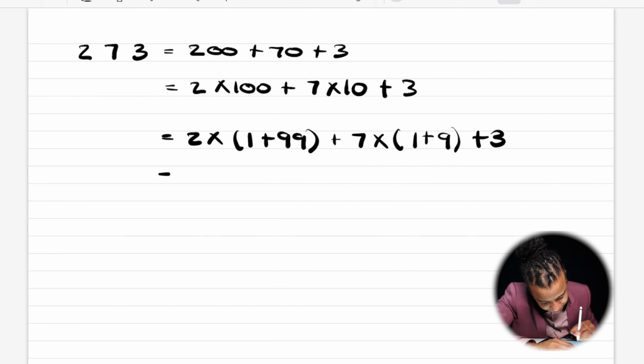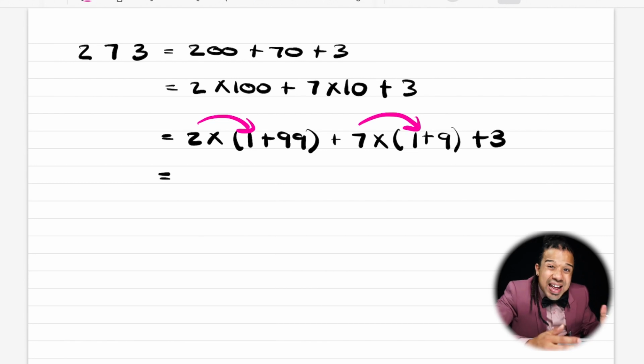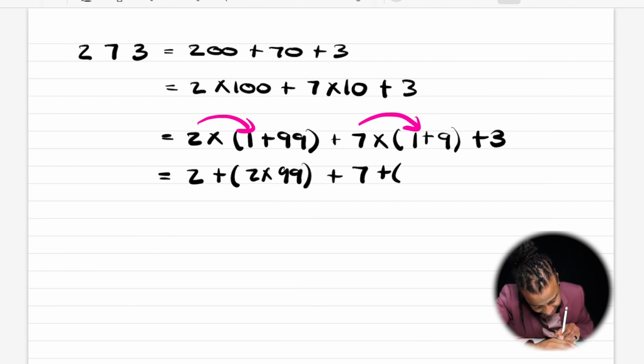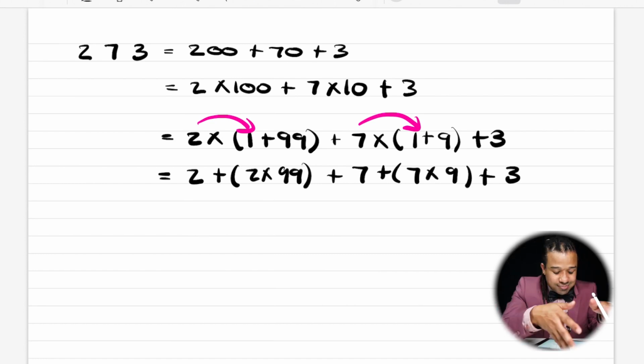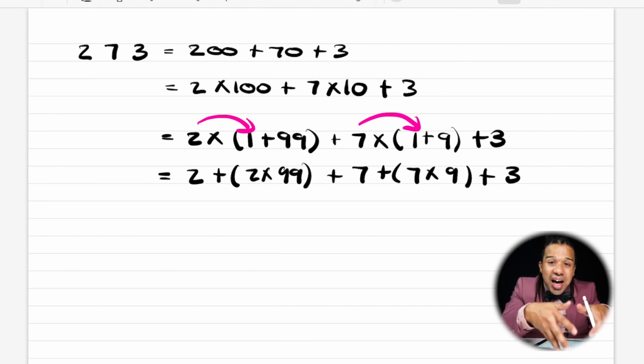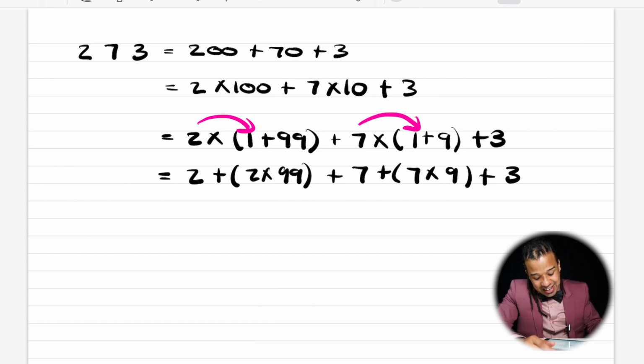So we'll say 2 times 1 and 7 times 1, and then we'll leave it like that. And 2 times 1 is 2 plus 2 times 99 plus 7 plus 7 times 9 plus 3. I multiplied 2 by the first number in the bracket, and then I left the other 2 together, 2 times 99. And I did the same thing with multiplication by 9. Okay? But now, have a look at this.